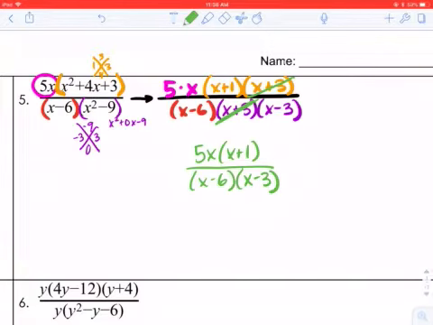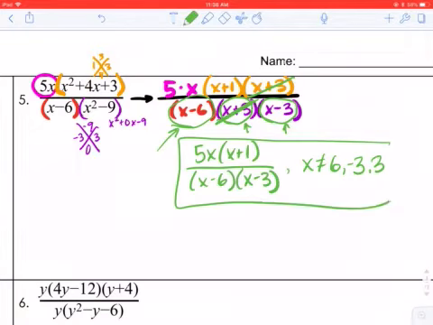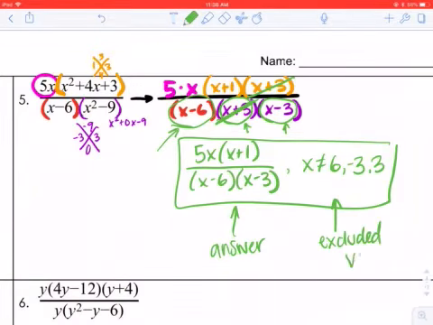I have to write the things that it's not allowed to be. So x is not allowed to be 6 from the first one, negative 3 from the second one, and positive 3 from the third one. Right? So I had to do the opposites here. So opposite of this, opposite of that, opposite of this, and I get my excluded values. So again, we have the answer here, and the excluded values here. Right? Those two things always, always, always have to go together.